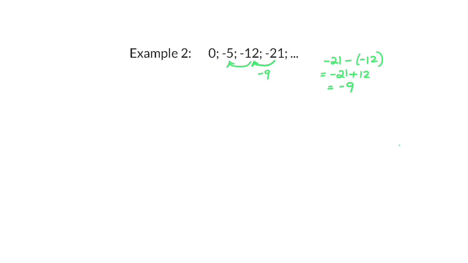Negative 12 minus negative 5 is negative 7. Negative 5 minus 0 is negative 5. That is the first difference. Okay, so now we go for the second difference. Remember that the first difference is always a linear sequence. What is negative 9 minus negative 7? That gives you negative 2.